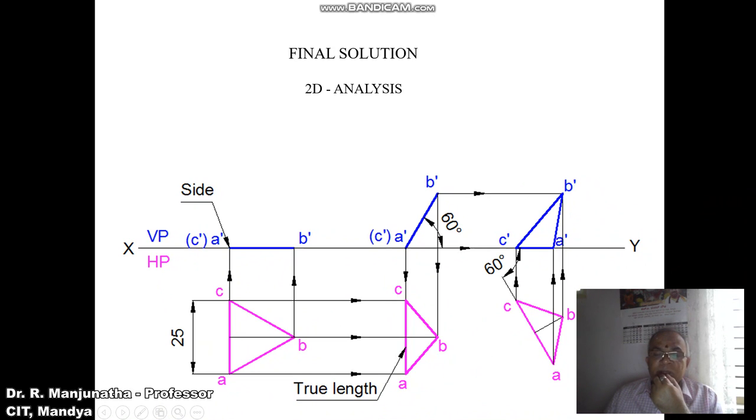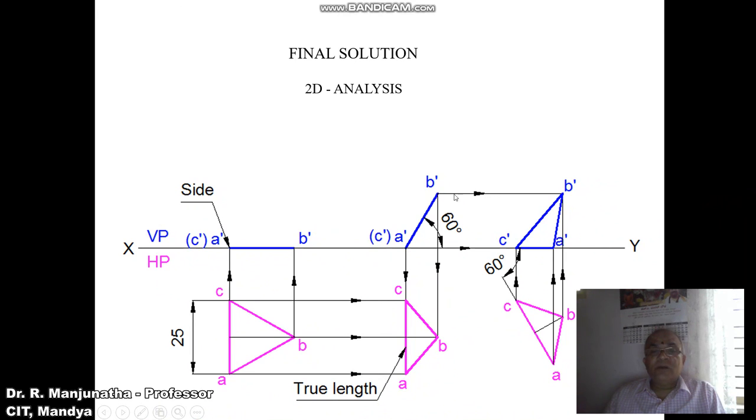So this is how you will be able to redraw the third position top view from the second position top view. Then draw a horizontal projector from A dash and C dash and draw a vertical projector from A to the XY line and also from C to the XY line. And you mark this point as A dash and C dash.